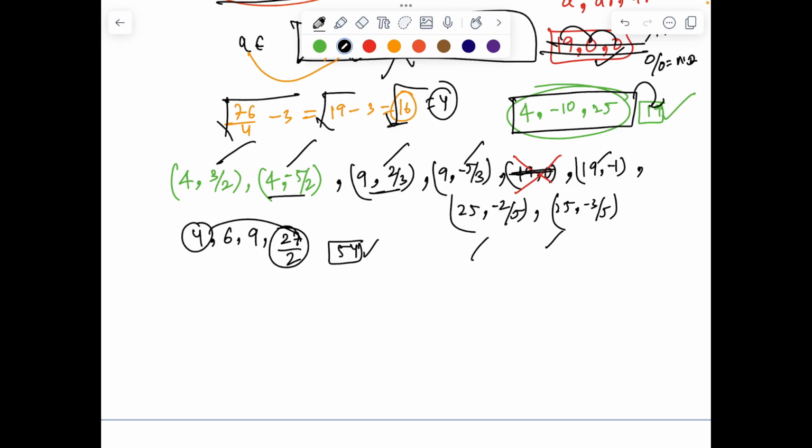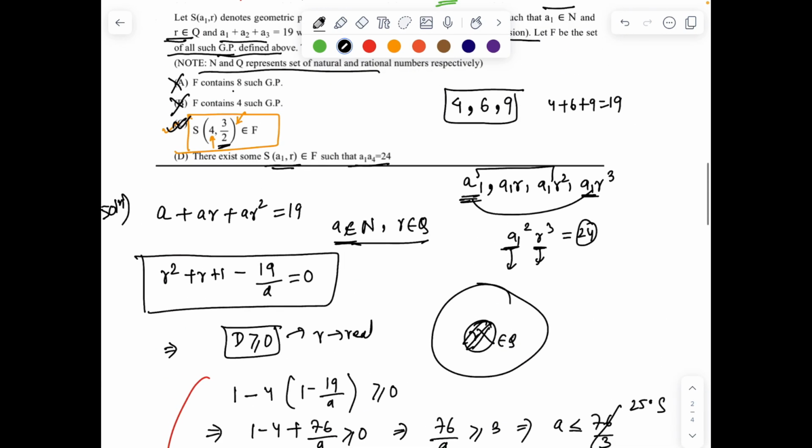I see, you can try with the other GPs also, and you will see even the fourth option holds true. So the correct answer of this problem is C and D.